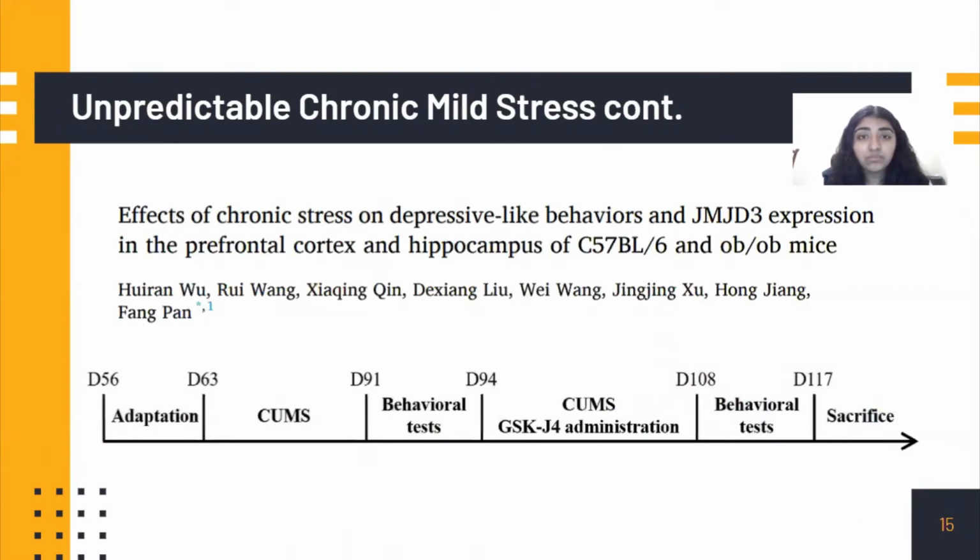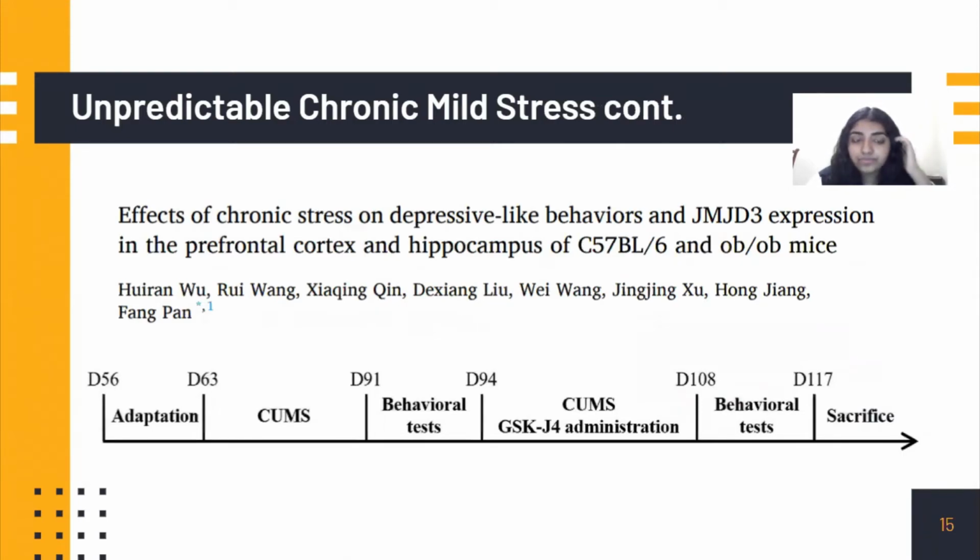So a good example of the usage of the UCMS model is a study done by Wu and their colleagues, which explored the effects of chronic stress on depression-like behaviors. And on the diagram below, we can see that the CMS, the behavioral stressors, were done for a period of 6 weeks, and then behavioral tests were done right after.